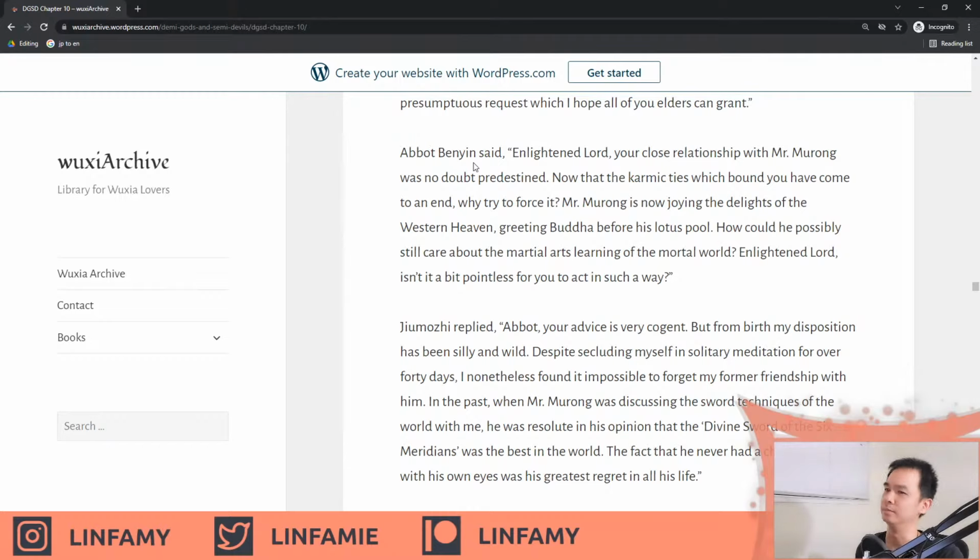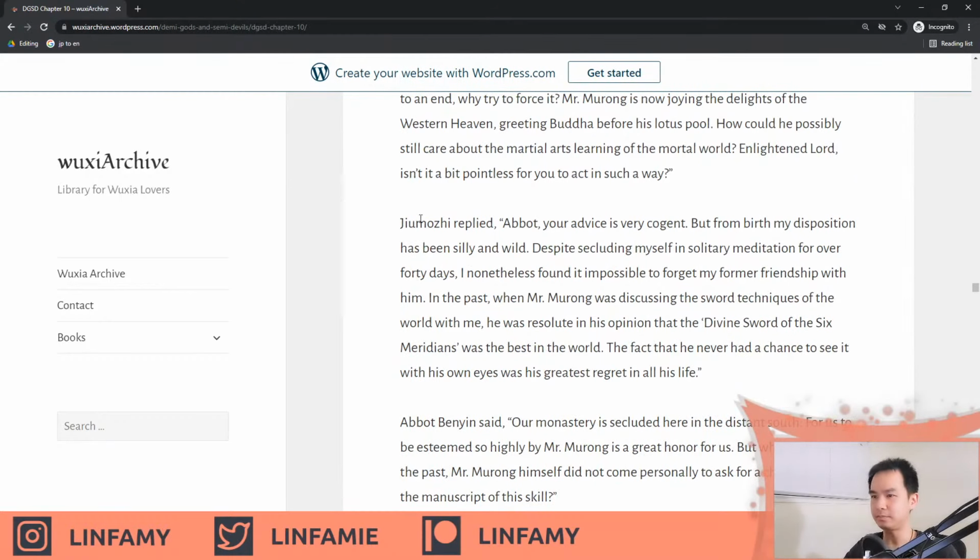Abbot Ben Yin, or Bun Yin, said, "Enlightened Lord," oh, sorry, they're talking to this enlightened Lord that has visited them, right? "Enlightened Lord, your close relationship with Mr. Murong was no doubt predestined. Now that the karmic ties which bound you have come to an end, why try to force it? Mr. Murong is now enjoying the delights of the western heaven, greeting Buddha before his lotus pool. How could he possibly still care about the martial arts learning of the mortal world? Enlightened Lord, isn't it a bit pointless for you to act in such a way?"